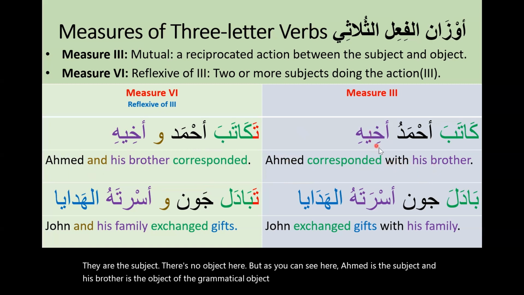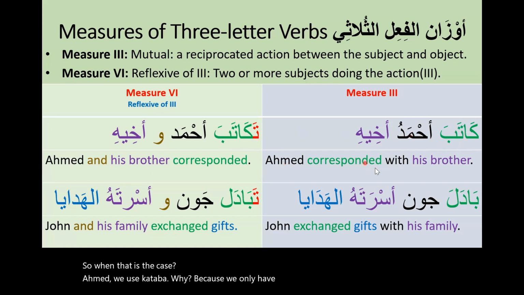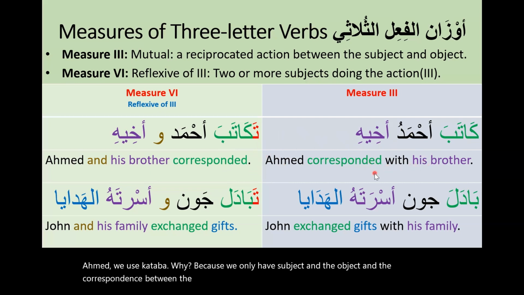But as you can see here, with kataba, Ahmed is the subject and his brother is the object, the grammatical object, akhihi, his brother. So when that is the case, we use kataba. Why? Because we only have a subject and an object, and the correspondence between the two. When two of them are the subject, we say takataba, reflexive. Everybody here is included.